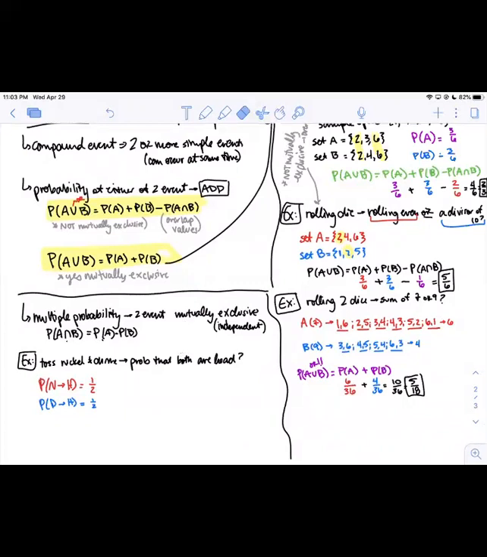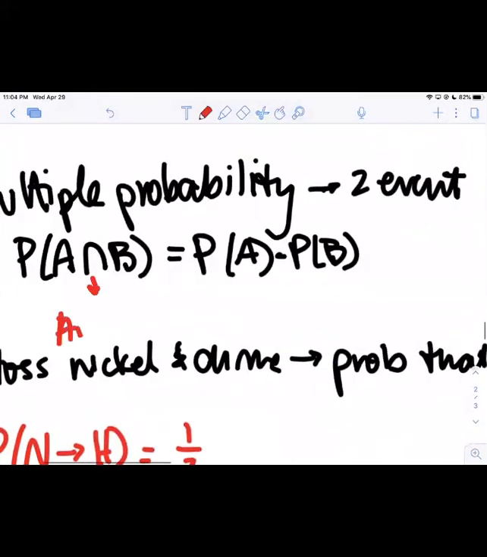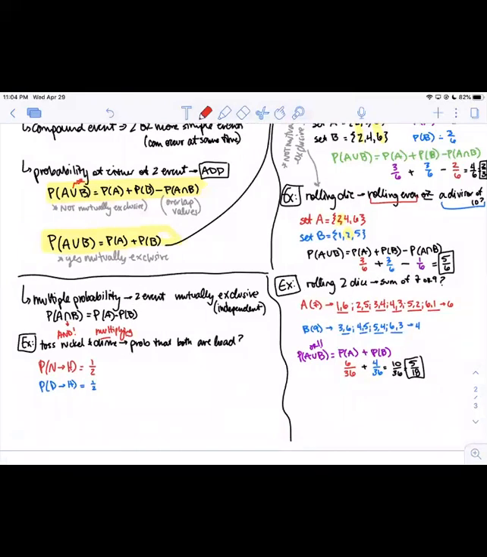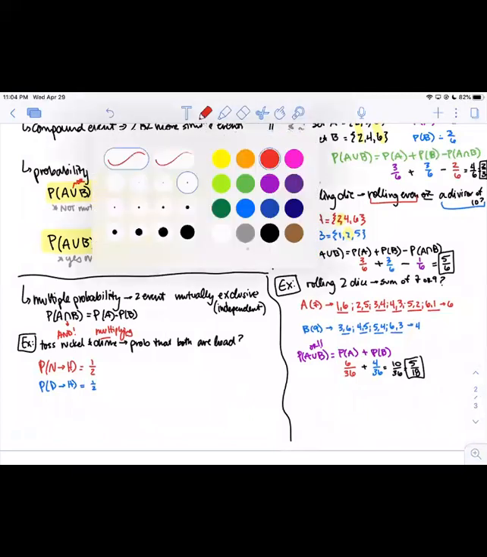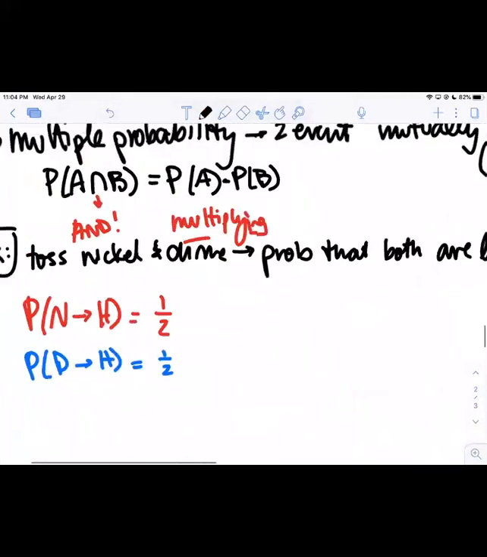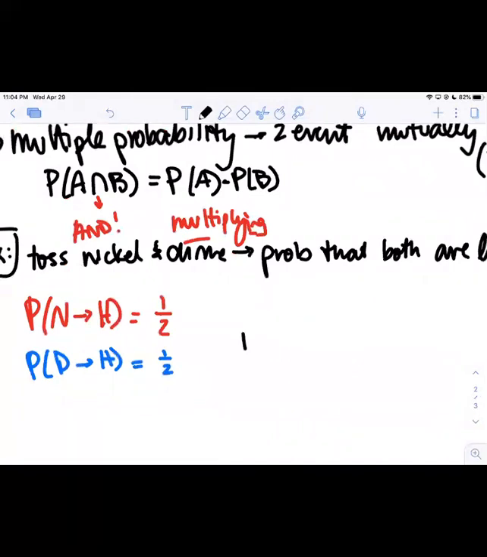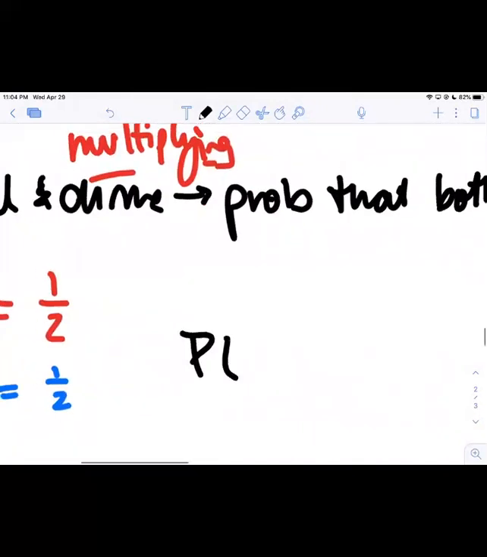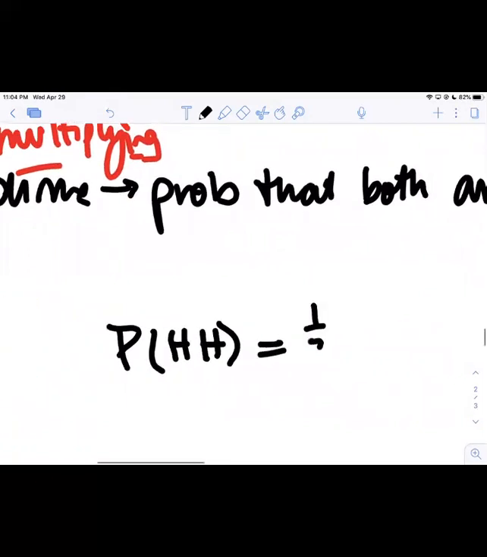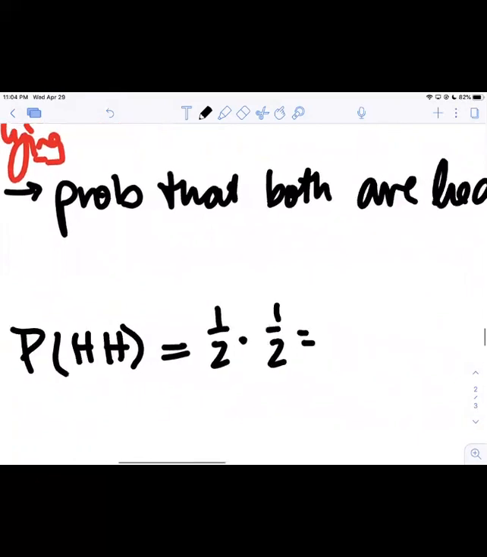Okay, so probability of A and B happening. In case we didn't watch the Venn diagram yet, this means and. So they're both happening and we are multiplying. Okay, so in order to show this, I've got both of these probabilities right here, 1 over 2, 1 over 2. So the probability that both are going to be heads, I guess we can say head, head, is going to be 1 over 2 times 1 over 2, which is 1/4.